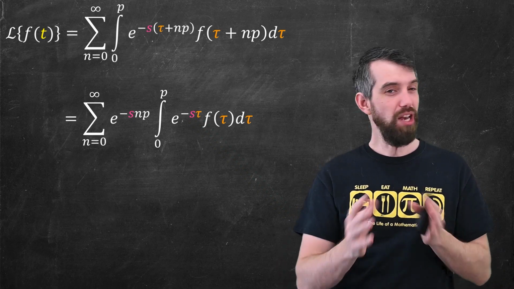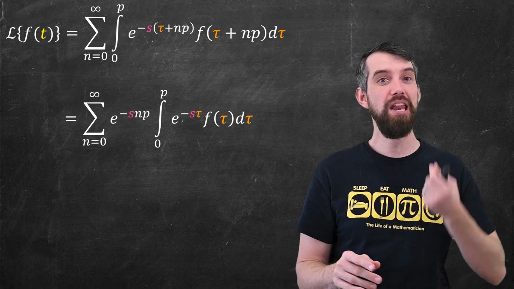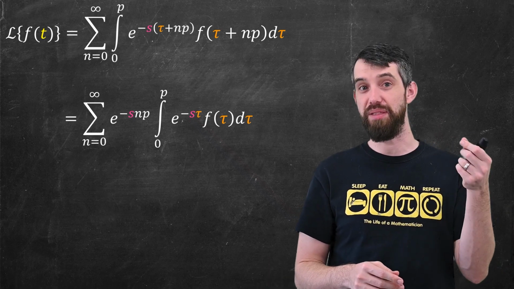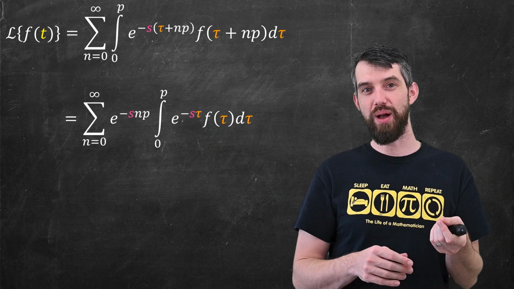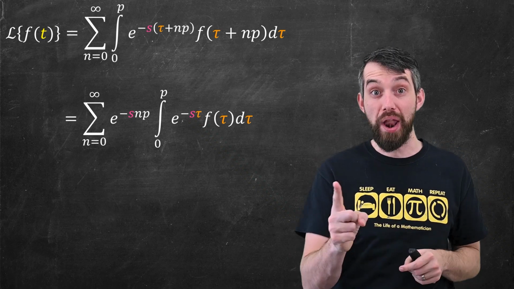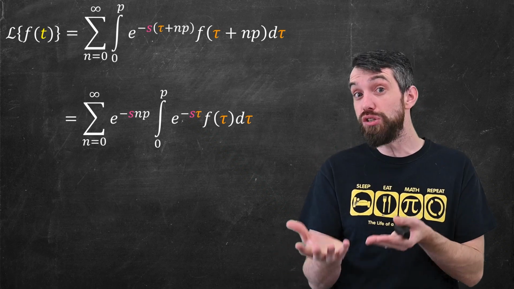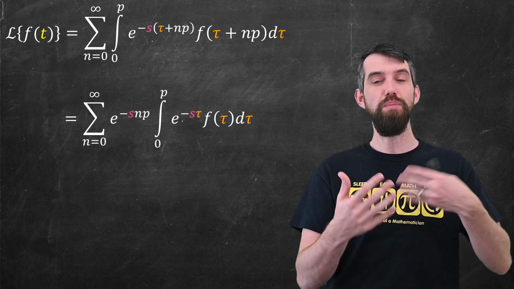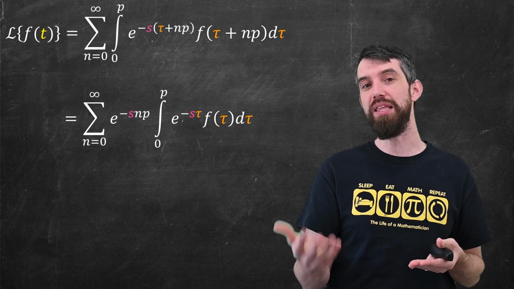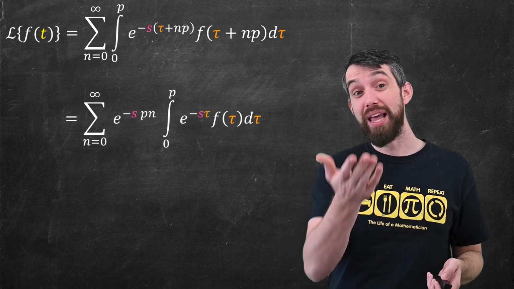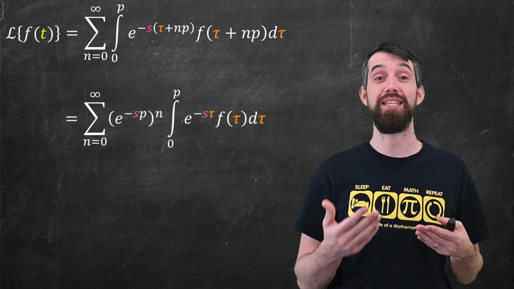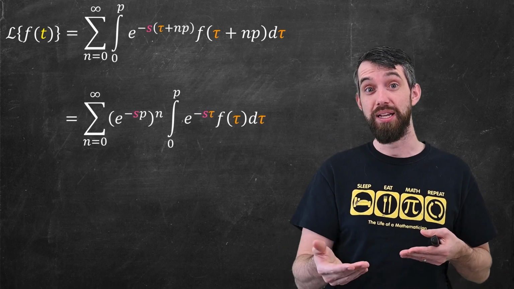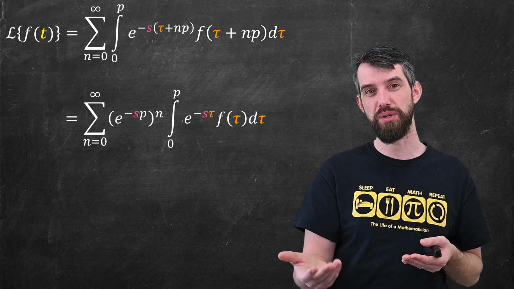That integral no longer depends on n, n being the indexing variable in this summation. So I could just do that integral. There's one of them. I can compute it out. I'll get some function of s. And then it's going to multiply by this e to the minus snp thing. I'm actually going to clean up that exponential, and rewrite it as e to the minus sp to the power of n. I'm just using exponential rules here.